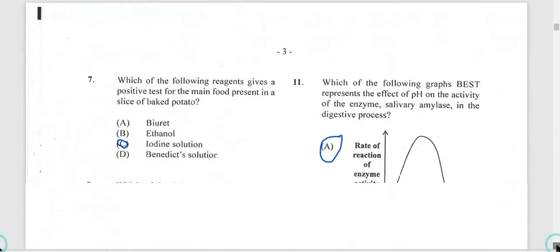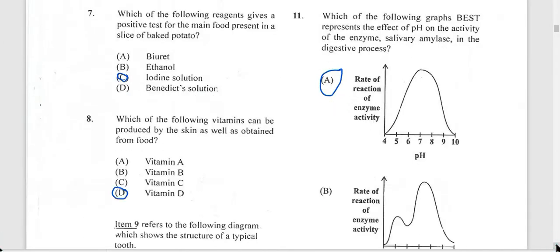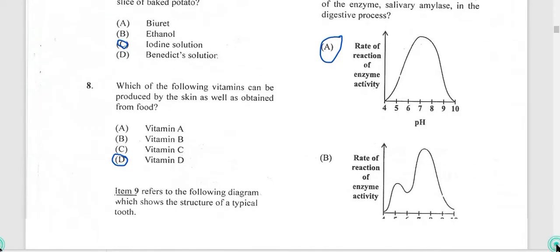And we move on down to question number 8. Which of the following vitamins can be produced by the skin as well as obtained from food? That's going to be vitamin D, and this too is a repeated question.